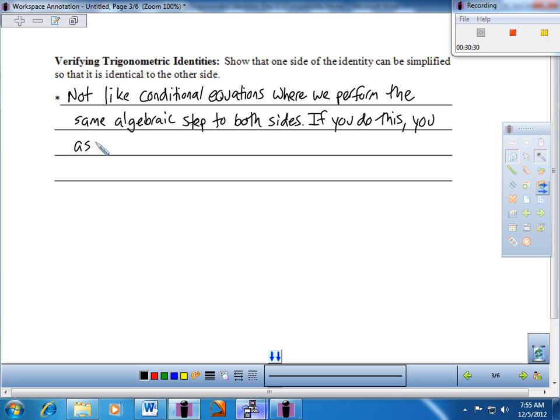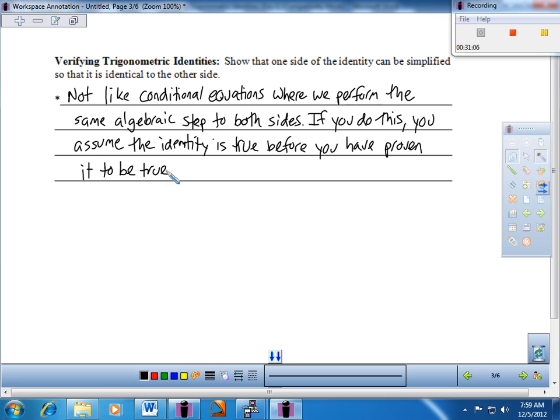So you assume the identity is true before you've verified it, before you've proven it to be true. All right, let's get that in there, and we'll kind of talk about how this plays out. So before you have proven it to be true.